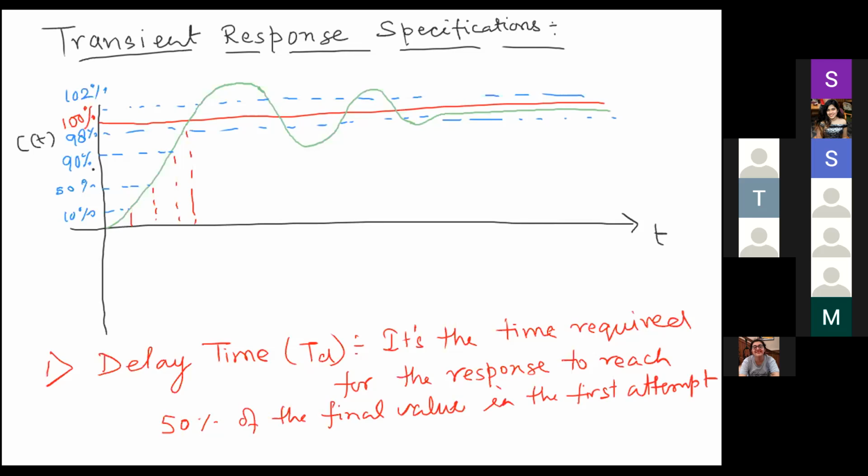It is given by delay time TD is equal to (1 plus 0.7 zeta) upon omega n. As you know, zeta is the damping factor, and omega n is the natural frequency. So this one is TD, the time to reach 50% of its final value in its first attempt, known as delay time. We are going to derive this later in the lecture, but first we are going to understand what it states.